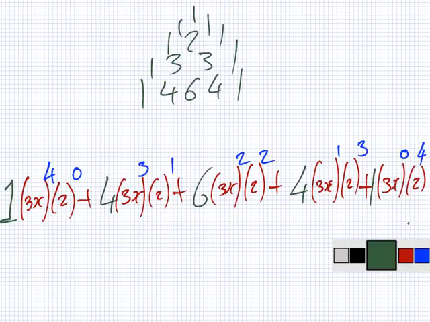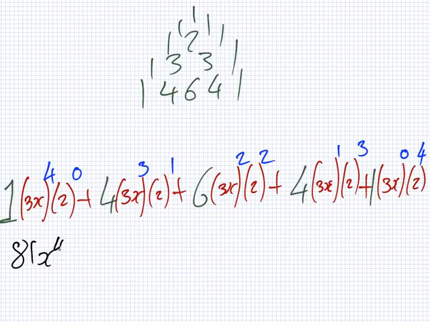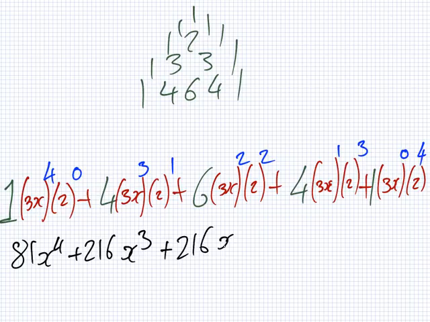Nice, so let's simplify. 81x to the 4, 27 times 2 is 216? Yes, okay, 216x cubed, 9 times 4 is 36, times 8 is 216x squared plus 96x plus 16. Okay. Right, let's look at an example now that has x and y in it and minus, okay?